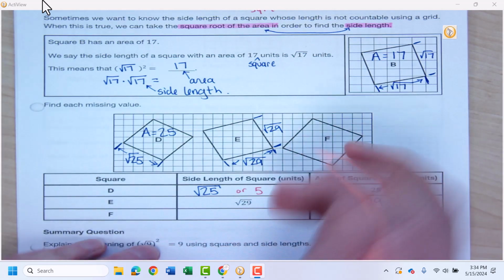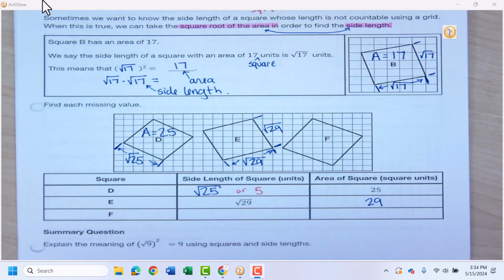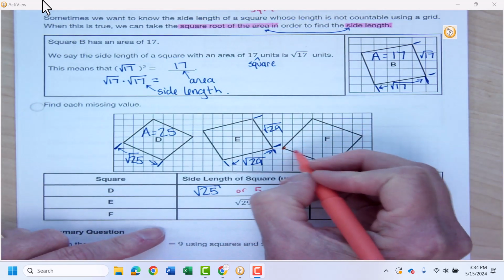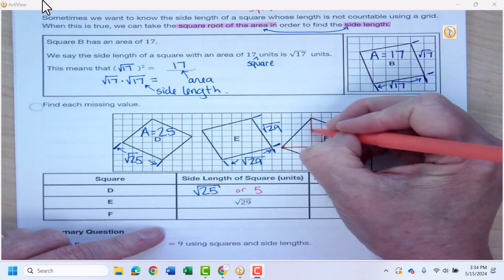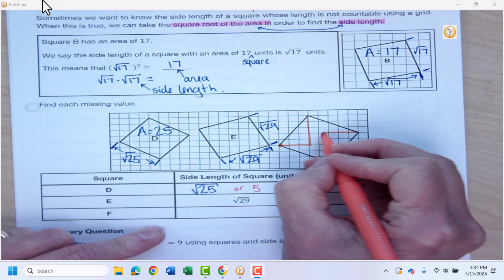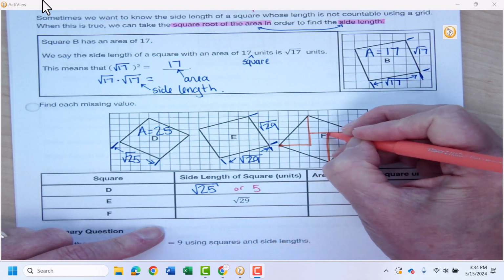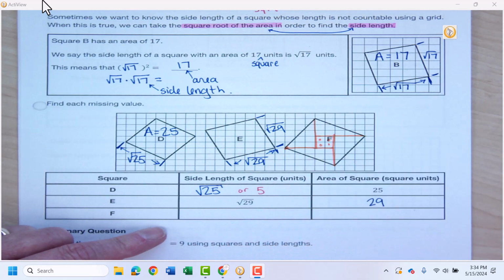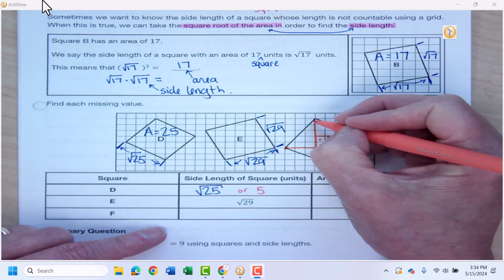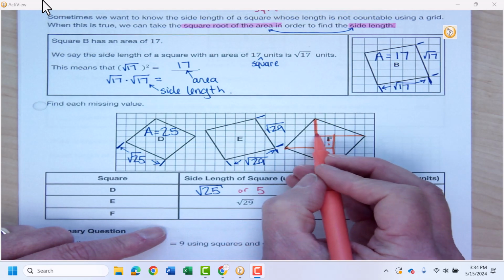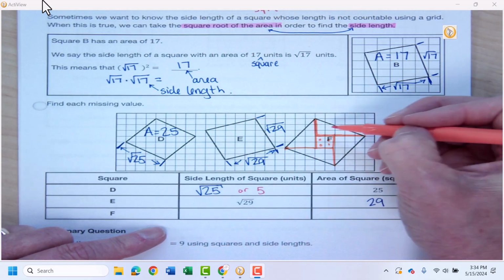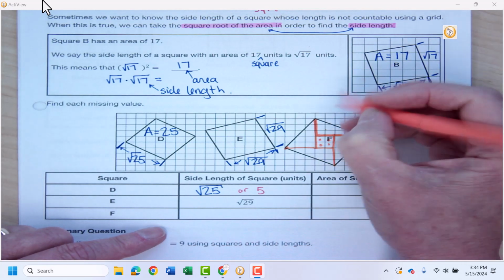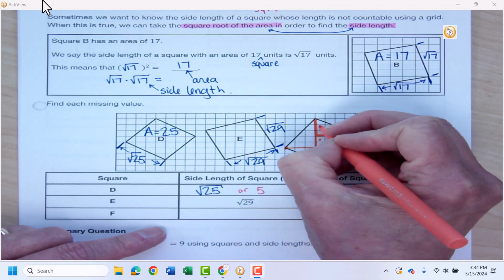I'm going to use that, oops, let me get my other pen. I'm going to use that deconstruct and reassemble and break this middle of the square up into a bunch of triangles, like a pinwheel shape. And I can see I've got 1, 2, 3, 4 square units right there. But I still need to find the area of one of these triangles. If I find the area of one of these triangles, all 4 of them are congruent, so I'll be home free.